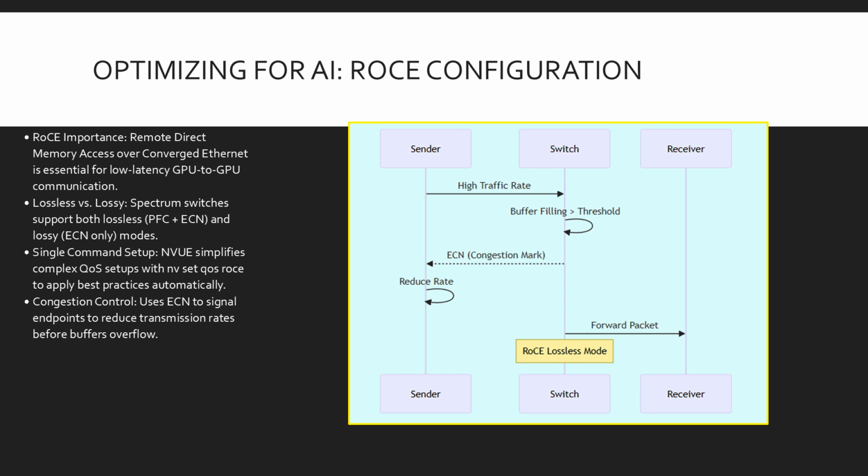Here we see the ROCE congestion control loop. The sender transmits data at a high rate. The switch detects that its buffers are filling beyond a specific threshold. Instead of dropping the packet, the switch marks it with ECN, explicit congestion notification, or uses PFC frames. The sender receives this signal and reduces its transmission rate, preventing packet loss. The switch then forwards the packet to the receiver smoothly.